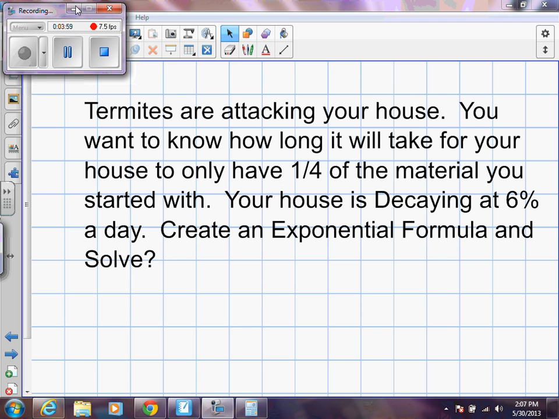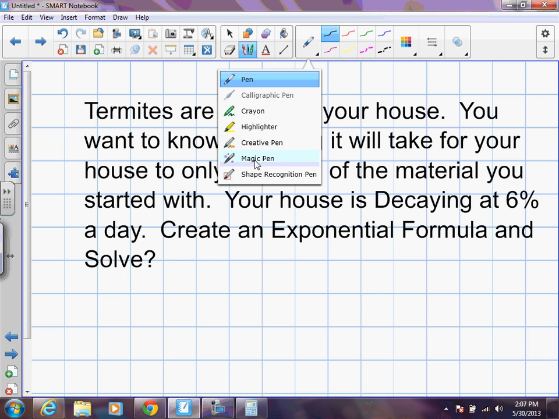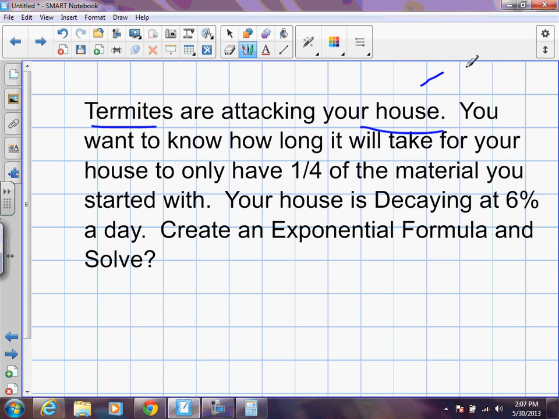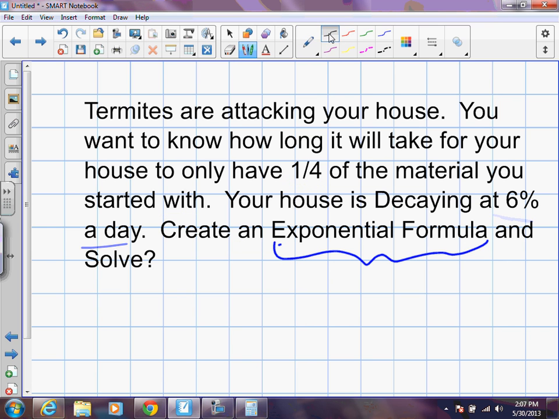Here's a second example. Termites are attacking your house. You want to know how long it will take for your house to only have a quarter of the material you started with? Your house is decaying at a 6% rate per day. Create an exponential formula and solve. So, you know our formula is going to deal with y is equal to a, being our initial value, b being our decay rate, to the power of x, x being the number of days because our decay rate is measured in days.